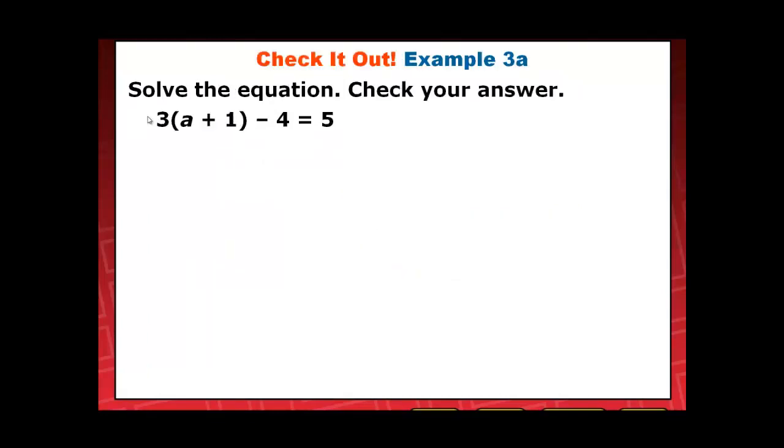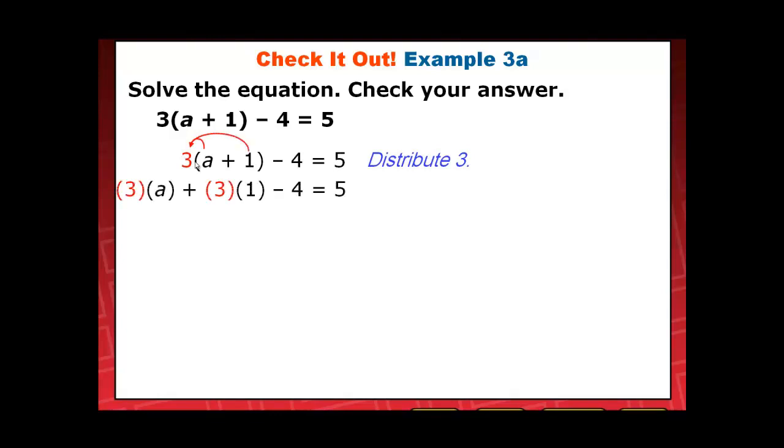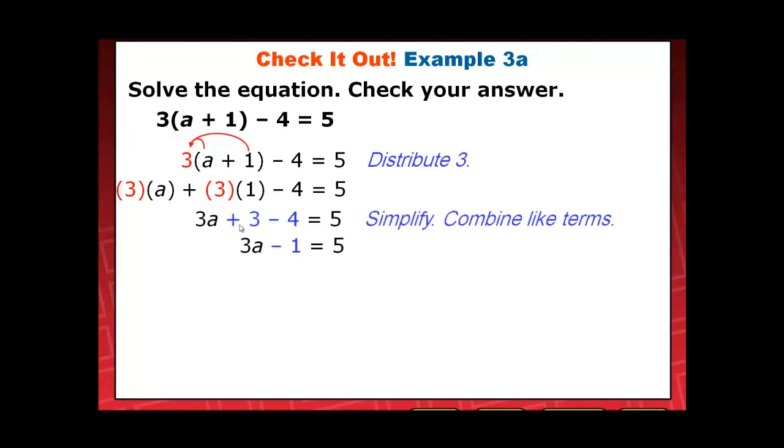Let's check here. Use the distributive property to solve here. So 3 will be multiplied inside the bracket to both terms. So 3 will be distributed to both terms: 3 multiplies a and 3 multiplies 1. It will be 3a plus 3 minus 4.